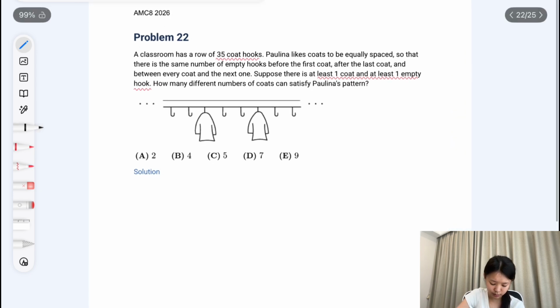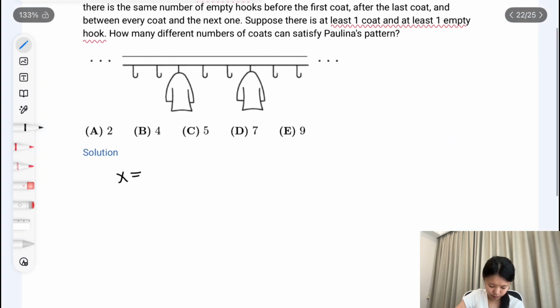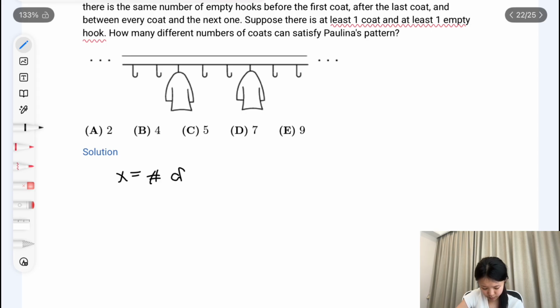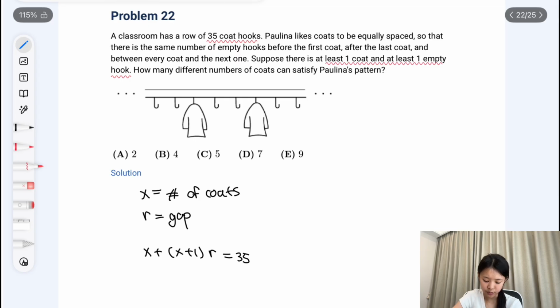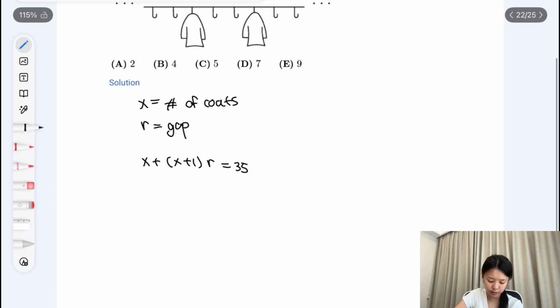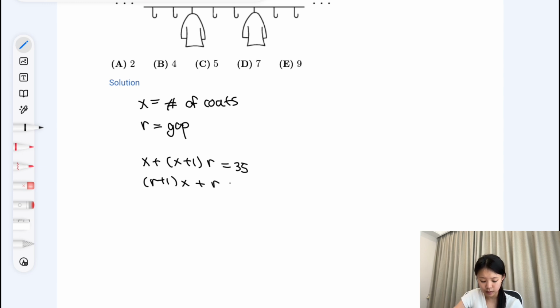So what this means is, let's say X equals the number of coats, and then R equals the gap. X plus 1 times R equals 35. As noted here, it tells us that before the first coat and after the last coat, there must be an empty gap as well. So if we collect the terms here, we get (R plus 1) X plus R equals 35.